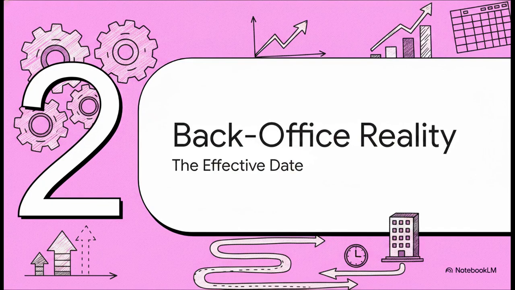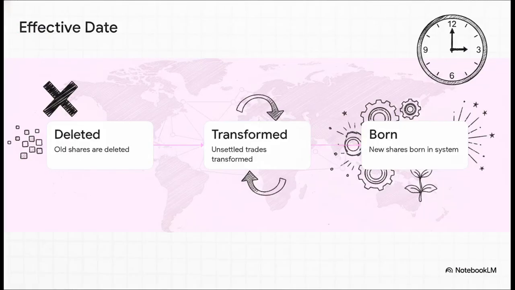Next up in our back-office reality check, the effective date and transformation. The effective date is really the crucible of this whole operation. It's the exact day the old shares are completely deleted from the system, unsettled trades must be actively transformed, and the new shares are officially born. This isn't something that happens gradually over a week. It demands absolute pinpoint precision across global systems before the market even opens for trading that morning.